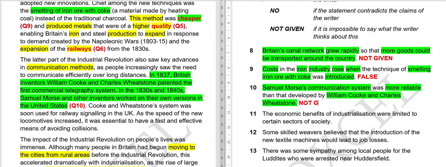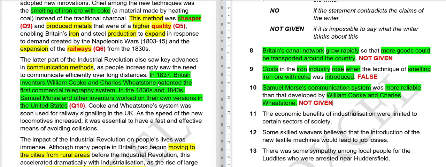Our answer to this question should be not given. If you also said not given, congratulations. If you said yes or no, don't worry, I'll tell you why it is not yes or no and why it is not given. So here they are comparing the systems made by these two sets of people.